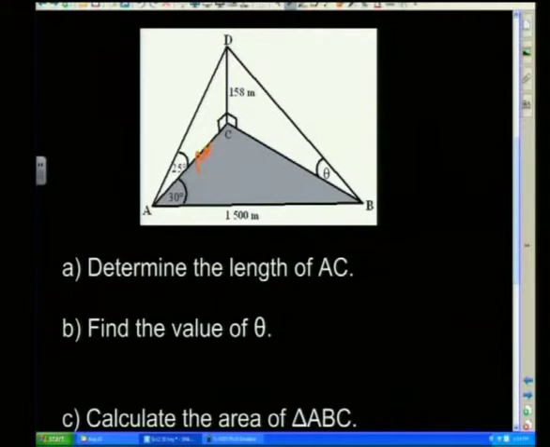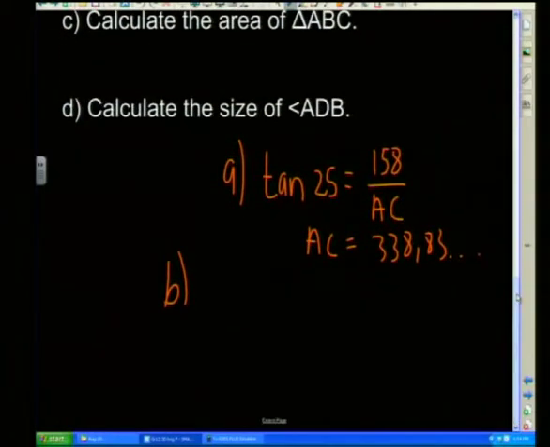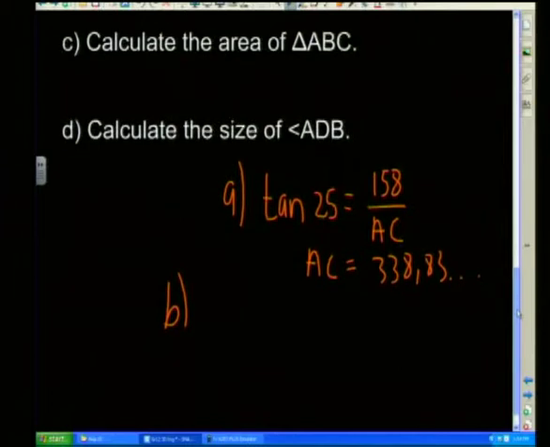So looking in triangle ADC, it's actually quite simple to work out side AC because we've got a 90-degree angle and we've got that angle DAC is 25. So therefore, since I've got the opposite side, DC is 158, and I'm looking for the adjacent side, I can set this out as tan of 25 is equal to opposite over adjacent, and then simply cross multiply and you'd work out that AC is 338,83. Okay, so the first one is relatively simple.